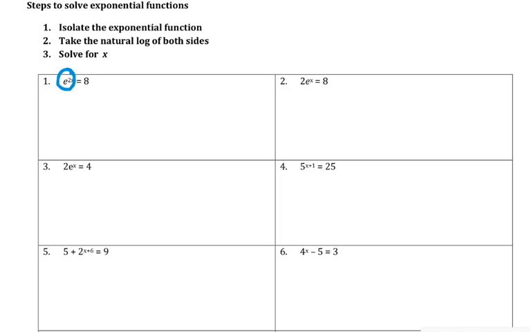That's a base with an exponent. That's it. In number 2, I see a base and its exponent, but it's multiplied times 2. So we're going to have to get rid of that times 2 first. Number 2 says take the natural log of both sides. Number 3 says solve for x. So let's go back and look at number 1.